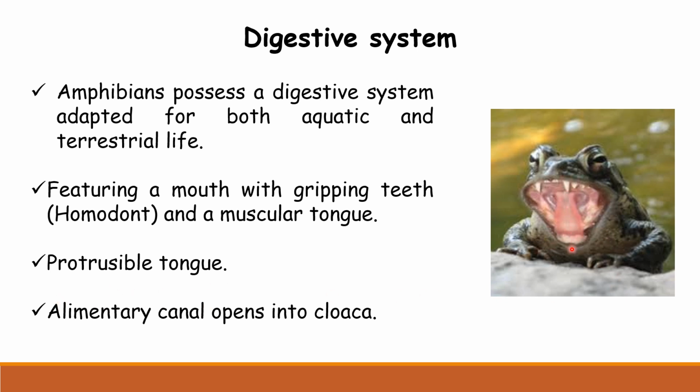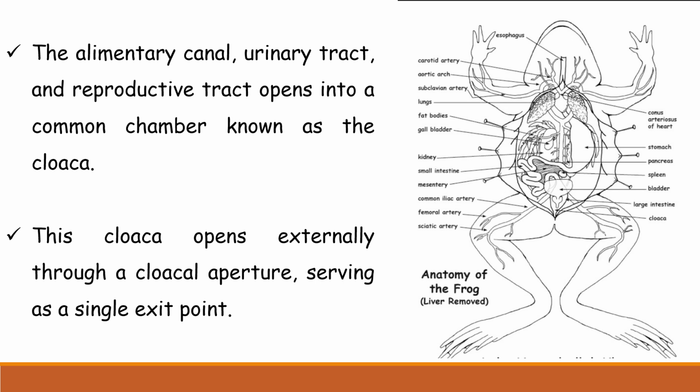See, the anterior point of the tongue is attached. On the other hand, the posterior tip is free, and the alimentary canal opens into the cloaca. The alimentary canal, as well as the urinary tract and reproductive tract, all three open into a common chamber, which is known as the cloaca. As we can see in this diagram here, this is the cloaca, which opens outside through a cloacal aperture.